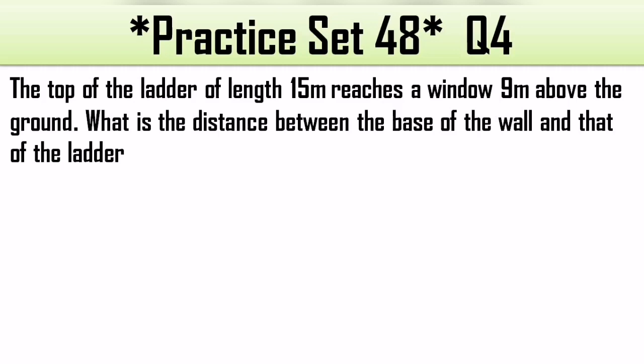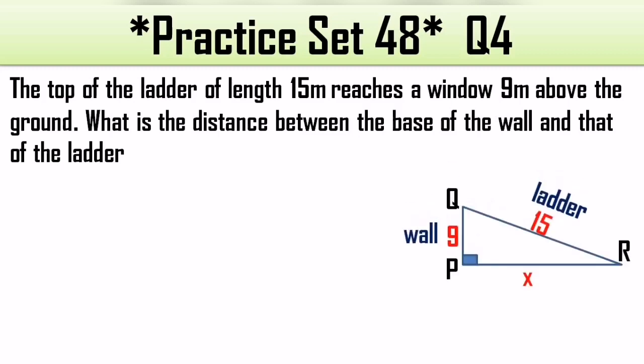Always keep it in mind, boys and girls, whichever thing is standing erect on the earth's surface is always perpendicular to the earth's surface. That means the wall is in an erect position on the earth's surface or on the land. So we can say that the angle made by that wall and the earth's surface is nothing but a right angle. And once the ladder is kept, that makes a right angle triangle.